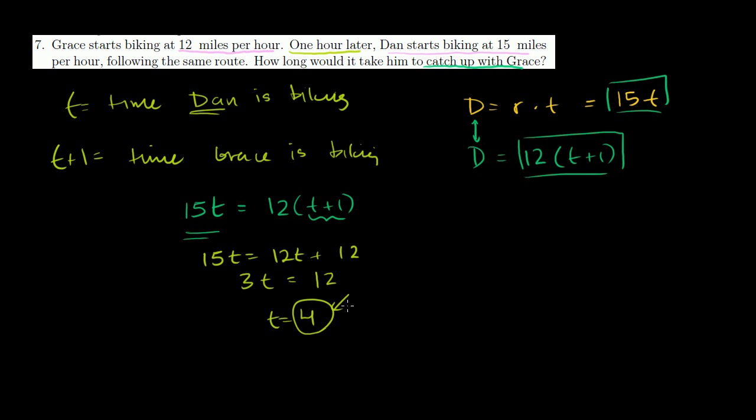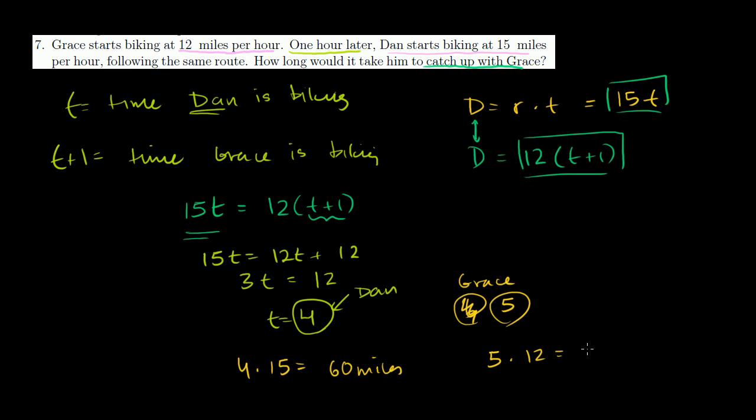And if Dan has ridden for 4 hours, Grace has been riding for, sorry, this isn't a 6. She goes 1 more hour than Dan, so it's 5. She's traveled for 5 hours. Dan, after 4 hours, 4 times 15, would have gone 60 miles. And Grace would have gone 5 hours at 12 miles an hour, which once again is 60 miles. So they meet at exactly the 60-mile mark.